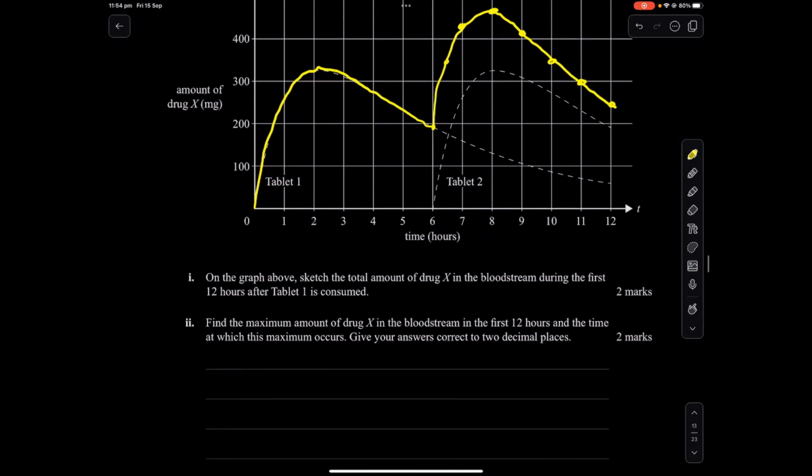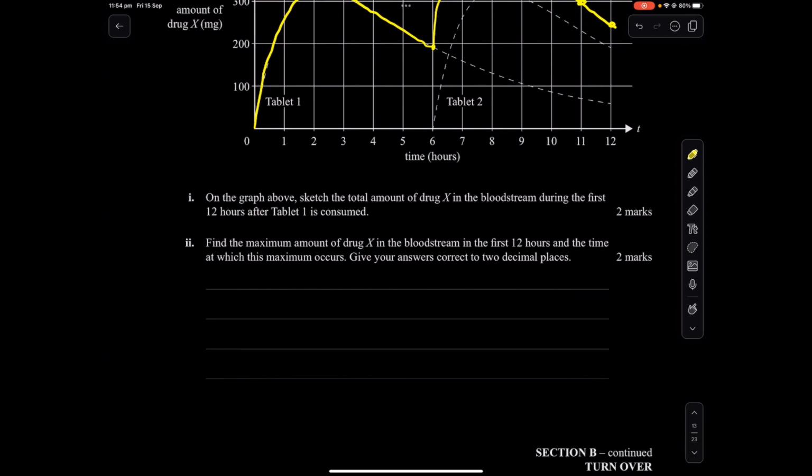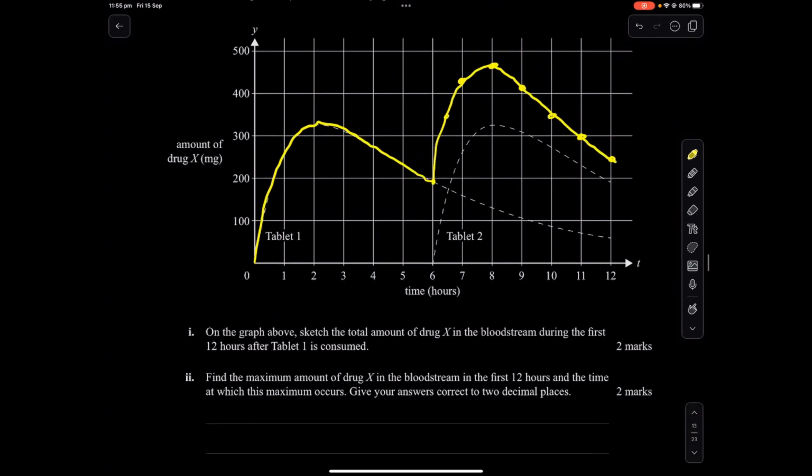On the graph above, sketch the total amount in the first 12 hours. Okay. Now find the maximum amount of drug X in the bloodstream in the first 12 hours and the time at which the maximum occurs. Give your answers to 2 decimal places. So this maximum over here. How would I do that?